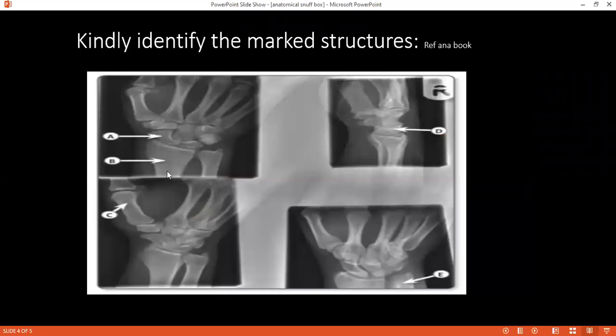All right, can you please tell me, if you are looking at the left uppermost image, what are the structures that you can identify? You can see mainly the carpal bones and the proximal part of radius and ulna and the metacarpal bones. Yes. Can you tell me the carpal bones? Can you identify the carpal bones?